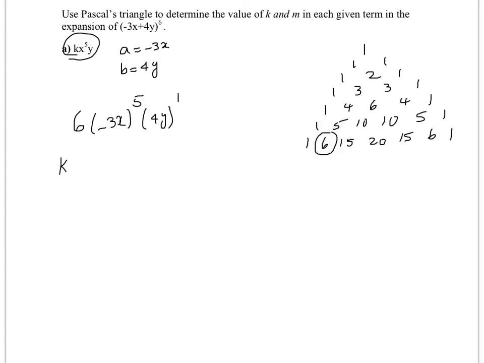So to find k, I just have to find the product of all these numbers. So k is going to be 6 times (-3)^5 times 4^1. If you use your calculator and evaluate this one, then we are going to find that k is equal to -5832. So this is the first one.